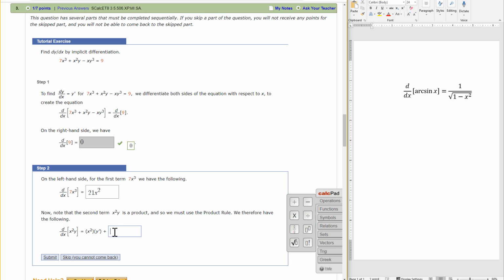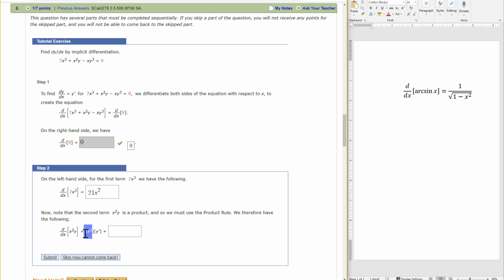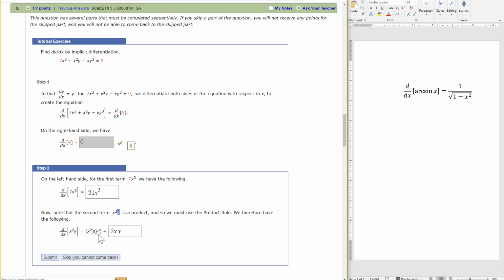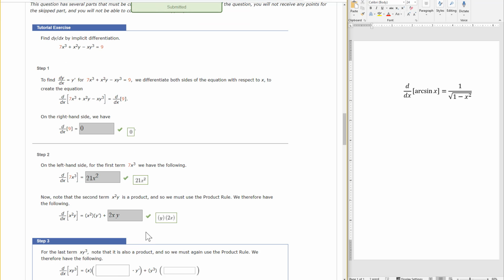Now the next term is a product. Now y is a function of x, so we have to treat that as if there's something with an x in there. So we're going to have to look at the product rule. The product rule: the first term times the derivative of the second, plus the derivative of the first term times the second. So the first term is x squared, the derivative of that is 2x, and then the second function is y. They gave us half of the product rule, we're just filling in the other half.